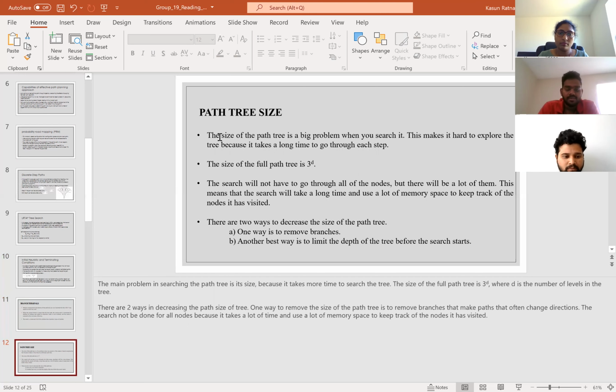And path tree size. The main problem in searching the path tree is its size, because it takes more time to search the tree. The size of the full path tree is 3 power d, where d is the number of levels in the tree. There are two ways of decreasing the path size of the tree. One way is to remove branches that make paths that often change directions. The search cannot be done for all nodes, because it takes a lot of time and uses a lot of memory space to keep track of the nodes it has visited.